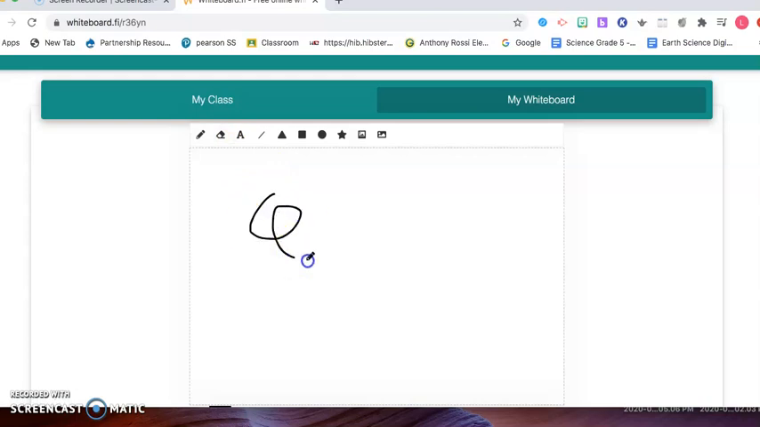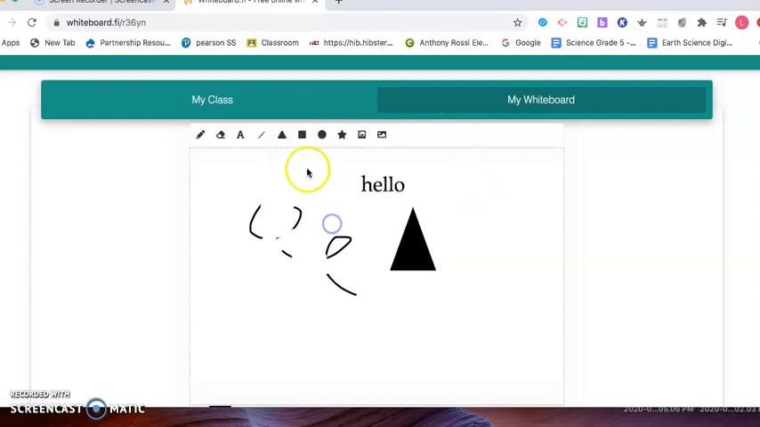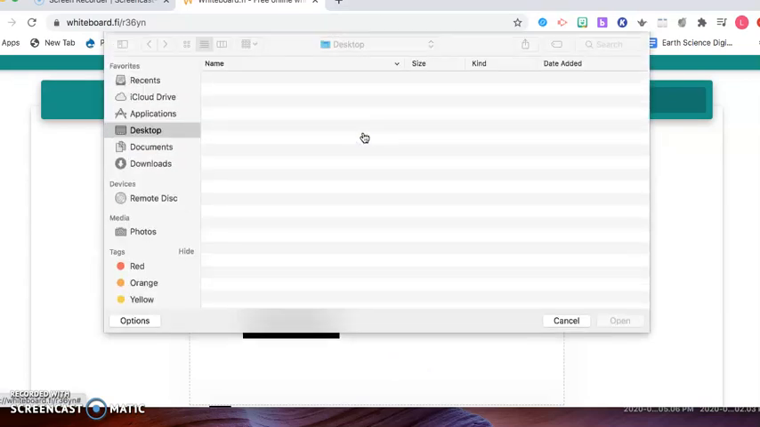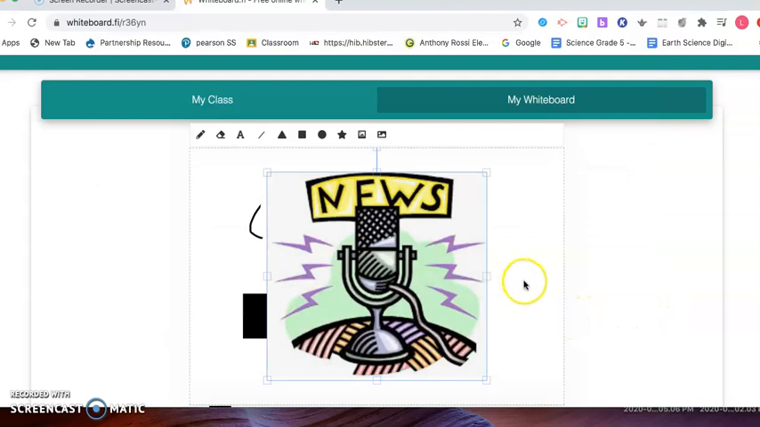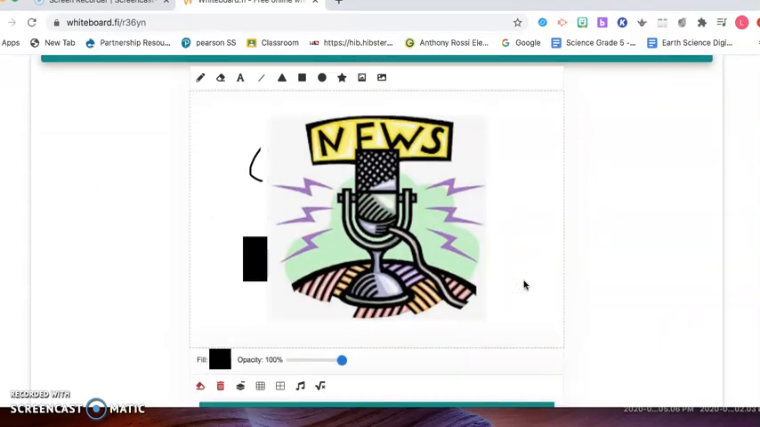So this is a drawing tool. It has an eraser, so you can erase. It has a text box. So you would just click on the text box, and then you could write something on the text box. You can do a triangle. You can draw a square. You can insert a picture. I can just grab one from my drive, and I can insert a fun picture if that's what we're doing on whiteboards.